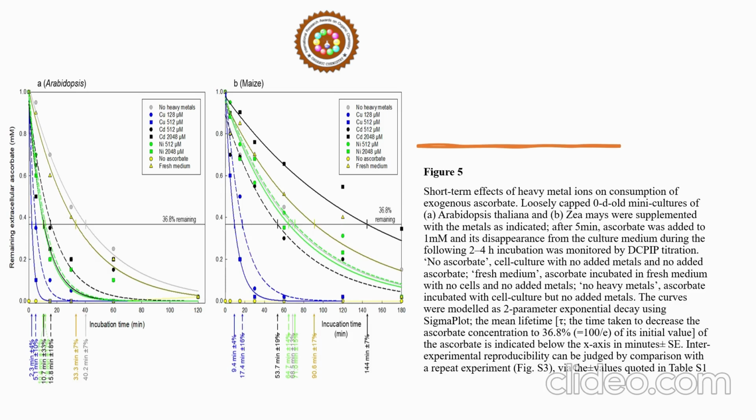So this is going to be catabolized very quickly, very sharply, in both Arabidopsis and maize cultures which were treated with copper. On the contrary, the nickel is going to support ascorbate to some extent, up to 60 minutes, and then it is going to be catabolized very sharply.